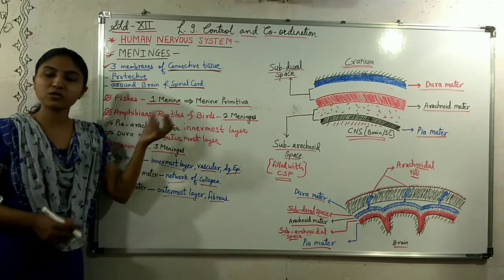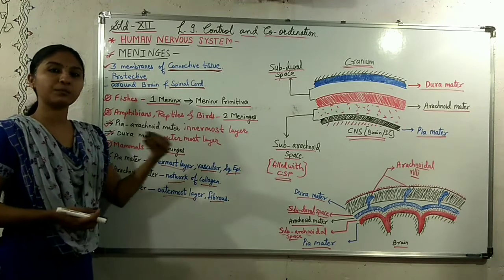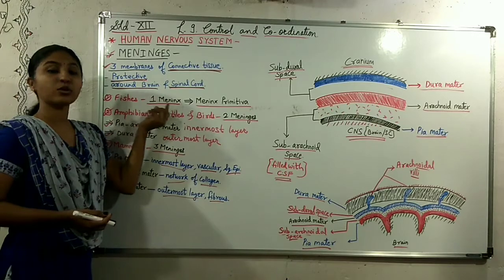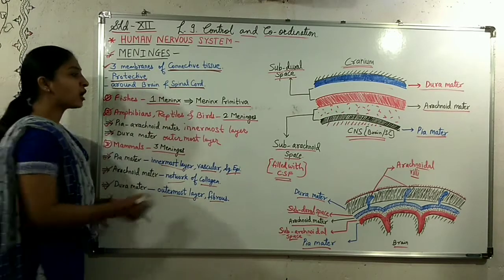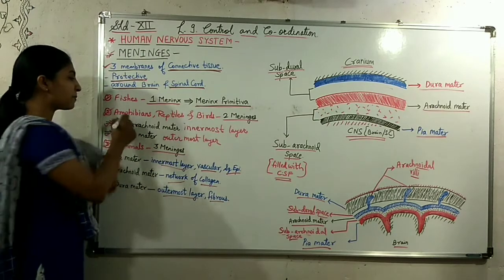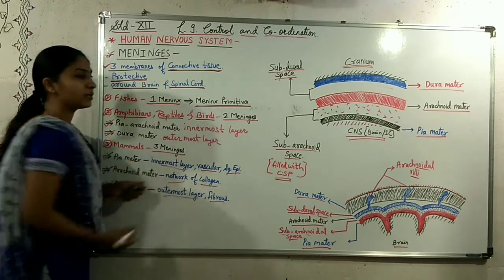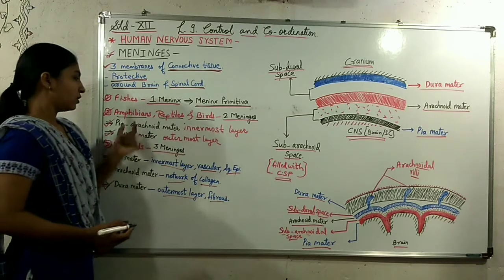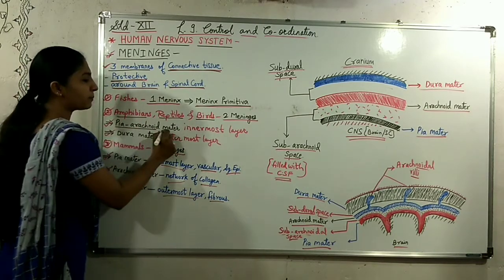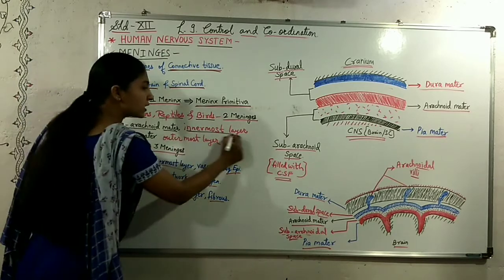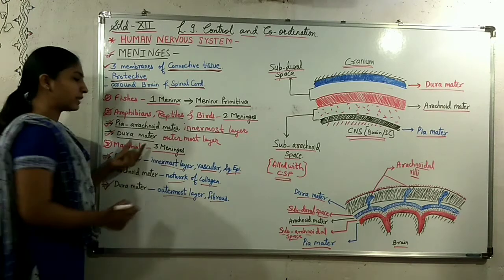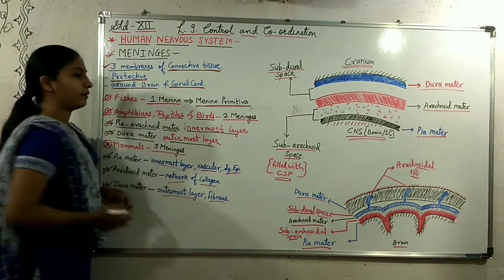Now in vertebrates like fishes, there is only one meninx. In singular form it is called meninx, whereas in plural form it is called meninges. So in fishes there is only one meninx and it is called meninx primitiva. In the case of amphibians, reptiles and birds, there are two meninges. The first, or the innermost, is the Arachnoid mater. The next is the Dura Mater, that is the outermost layer.